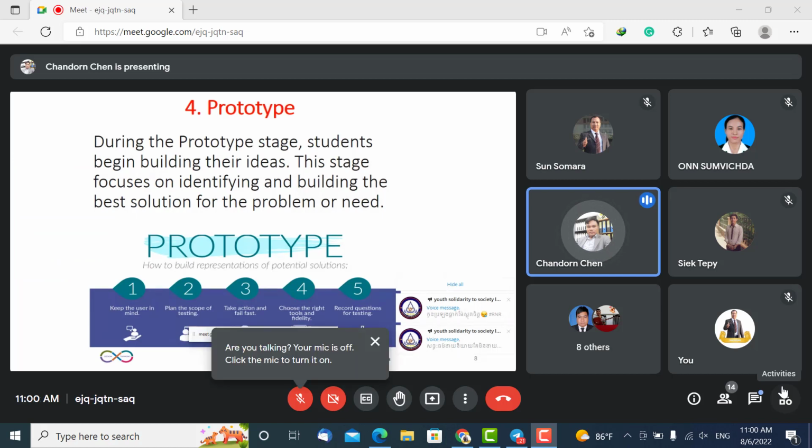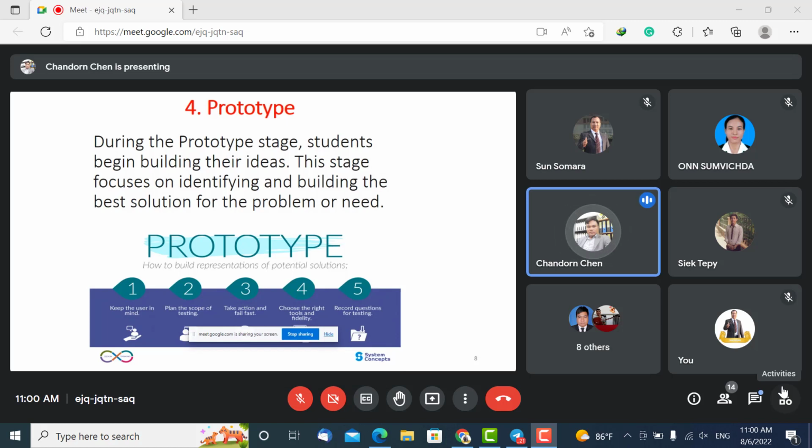After you know the problem and try to give an idea already, we will go to prototype. During the prototype, students begin building their idea. It's similar to the idea, and the stage focuses on identifying and building the best solution for the problem in need. Then we define all the problems and try to do them one by one, and we can just brainstorm it, prepare everything, and then we go to the test.